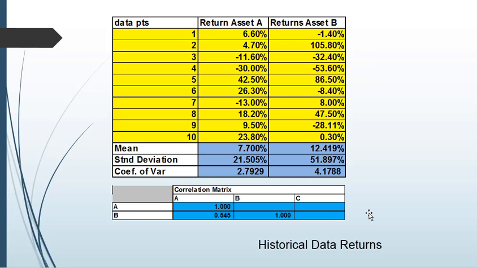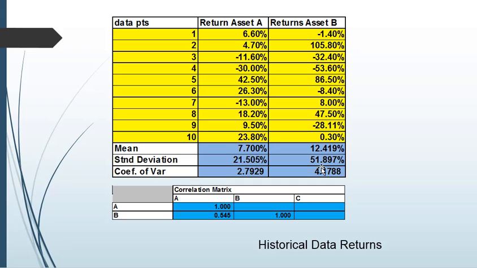Now, there is a worksheet that's available that talks about historical data returns. And in this spreadsheet, you input the historical returns. Here you can see those means, 7.7 and 12.4. But you also see the risk levels. The risk of Target is 21.5%, and the risk for American Eagle Outfitters is 51%.